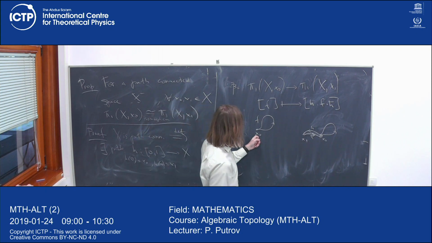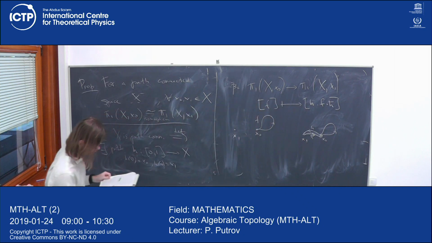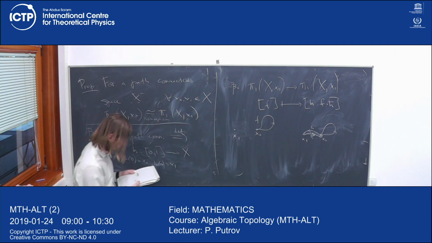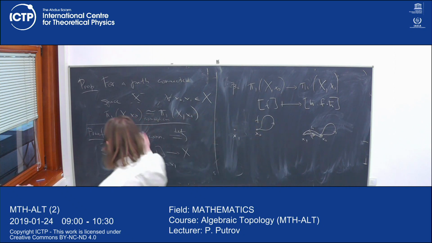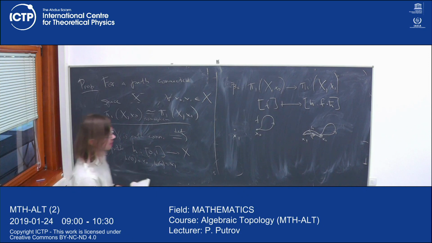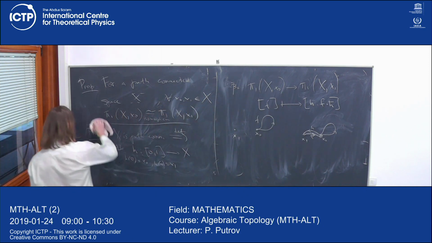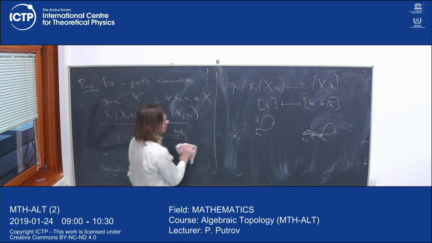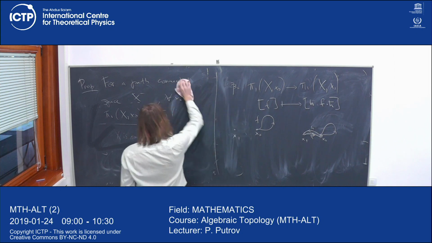I started with a loop based at x0, and I ended up with a loop based at x1. Okay, and of course, due to all these propositions, this is well defined. It doesn't depend on the homotopy, on the choice of the representative f.